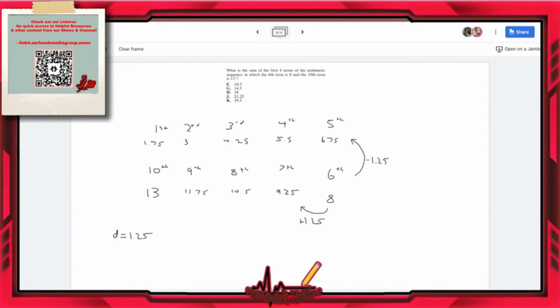We have to find the sum of the first 4 terms, which would be these terms here. These are the values of the terms. We add each of them together, and we wind up with 14.5. And that is G.